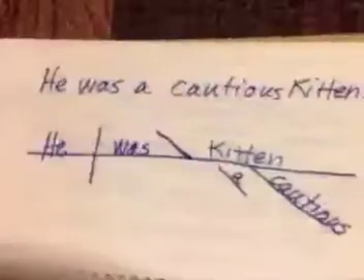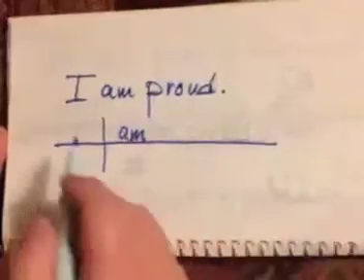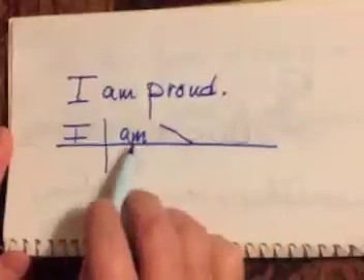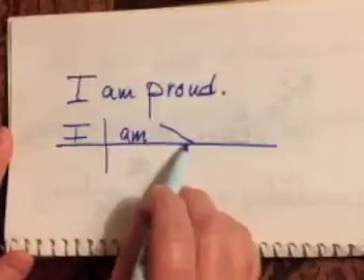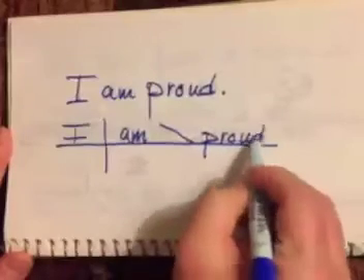Let's go back to them. Am, is, are, was, were, be, being, been, become. Am is one of the linking verbs. Who am? It sounds weird to say, doesn't it? I am. If you have a linking verb, you've got to have a slanty line. I am proud. Okay?